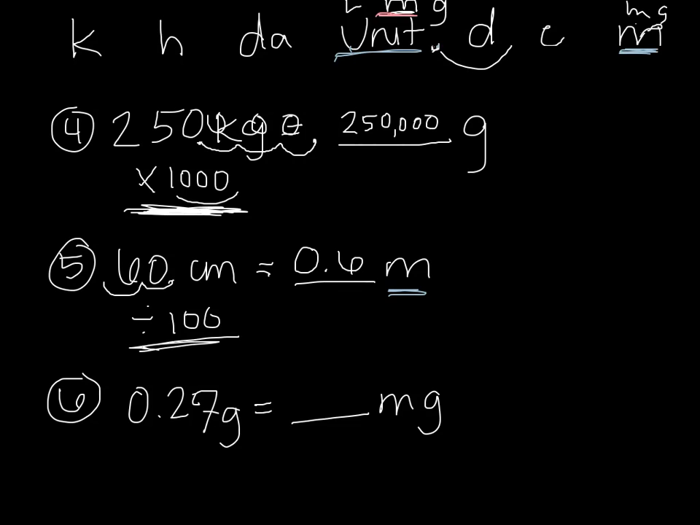Okay, so I'm going to move 1, 2, 3 spots to the right. So I need to add a 0. So this would be 270 milligrams. If I move 3 spots to the right, that means I'm multiplying by 1,000. Yes, I am multiplying by 1,000.